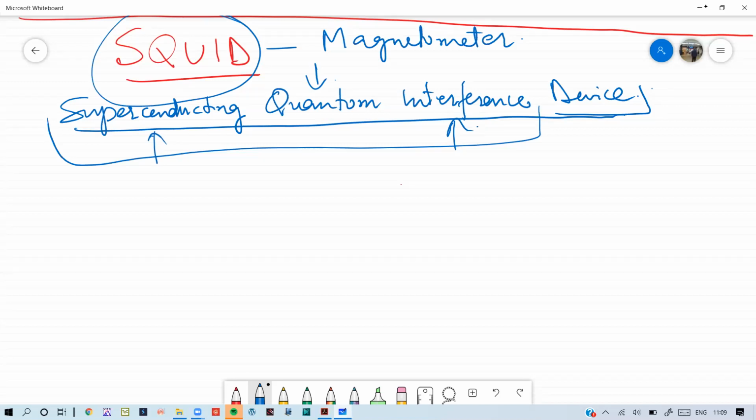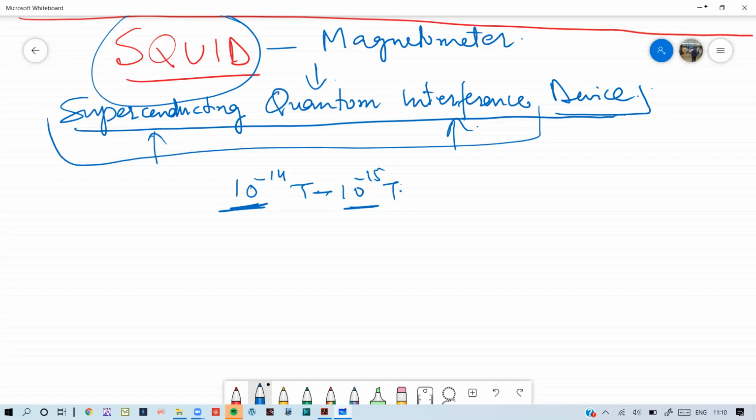Because when you have a magnetic moment, you have a magnetic flux or magnetic field. It can measure fields up to 10 to the power minus 14 Tesla. This is its strength, that it can measure such small values, 10 to the power minus 14 or even 10 to the power minus 15. This is its threshold, the minimum value it can measure. And so we need a superconductor for this.